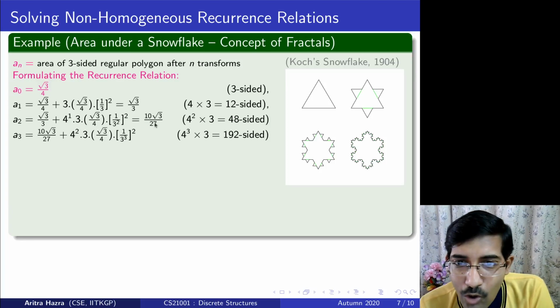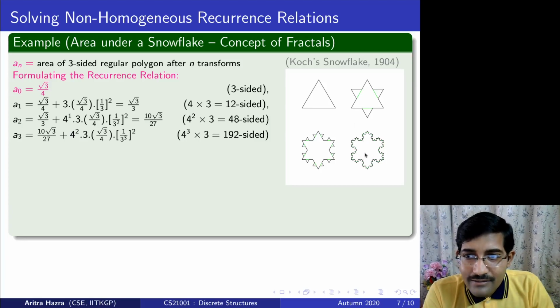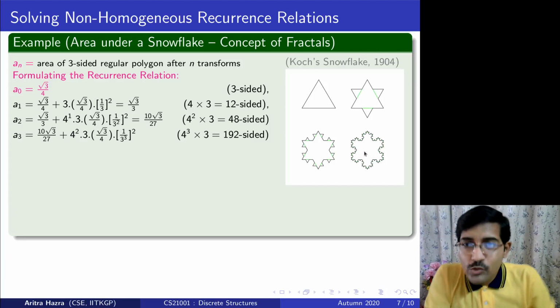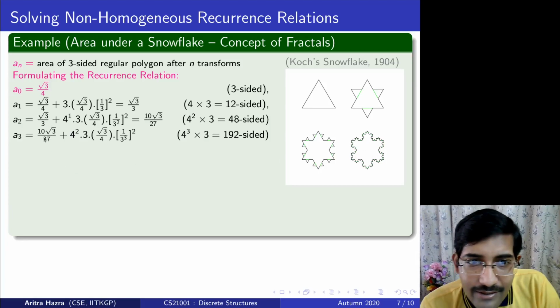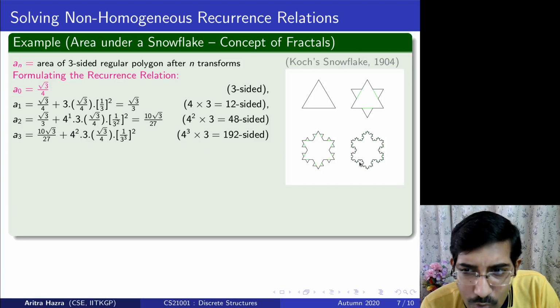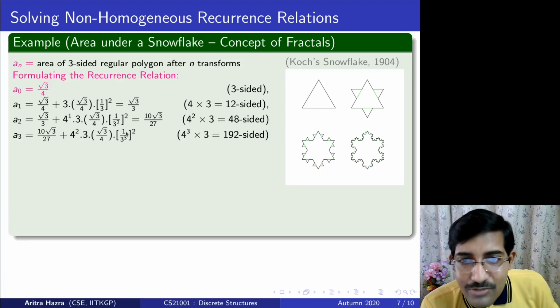You can go on. The other one, the bottom right snowflake that I have shown, is of 4 cube into 3, 192 sided. This is the earlier area plus 4 square into 3 number of small triangles added. Each triangle is of 1 by 3 cube side length, and this will come in.